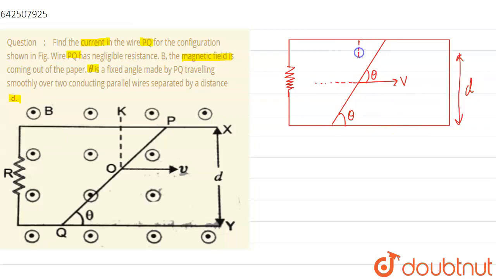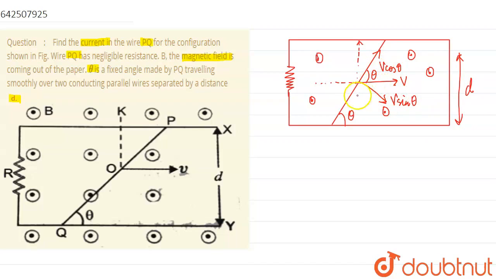So let's suppose this is the perpendicular here, and the magnetic field we have is coming out of the paper. Okay. And now this V will have two components. One in the horizontal direction, that is V cos theta, and one in the vertical direction, that will be V sin theta. So from the figure only you can understand it's V sin theta that is helping this wire to move forwards.